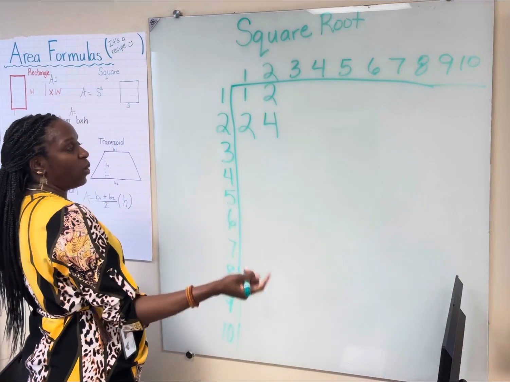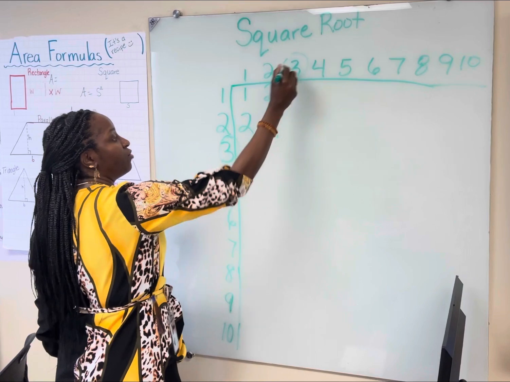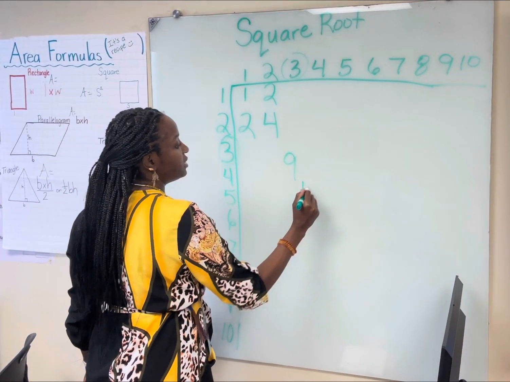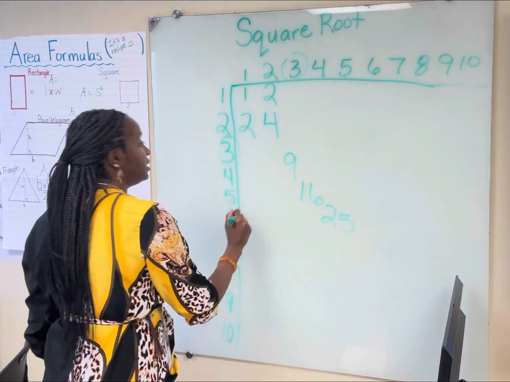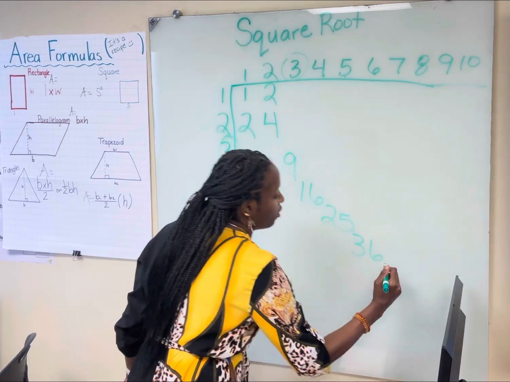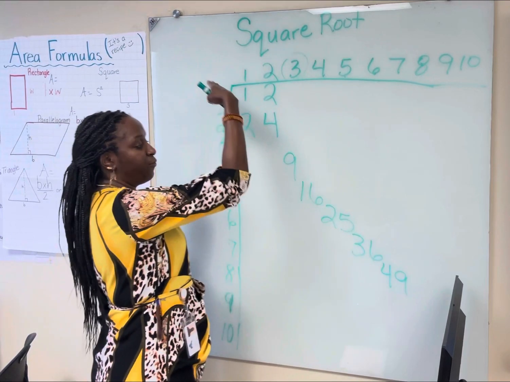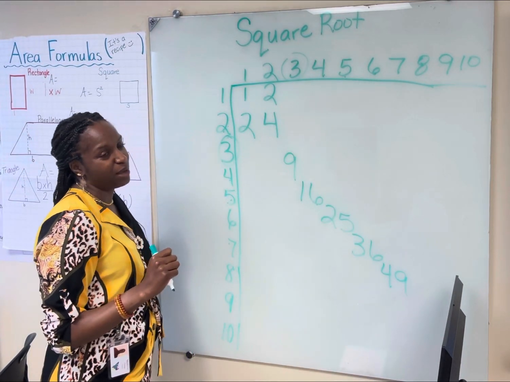The perfect squares will be the number times itself. 3 times 3 is 9. 4 times 4 is 16. 5 times 5 is 25. 6 times 6 is 36. 7 times 7, 49, and we would keep going in that vein, and they would form a diagonal line straight down the middle of the times tables.